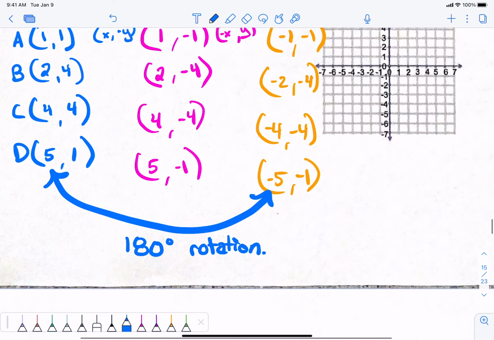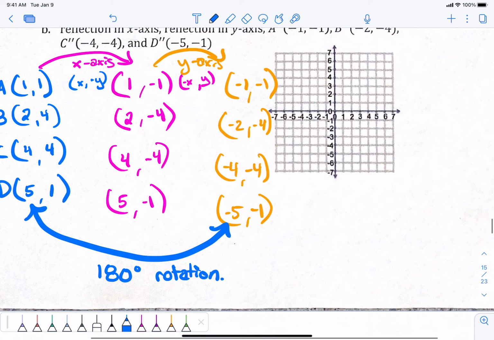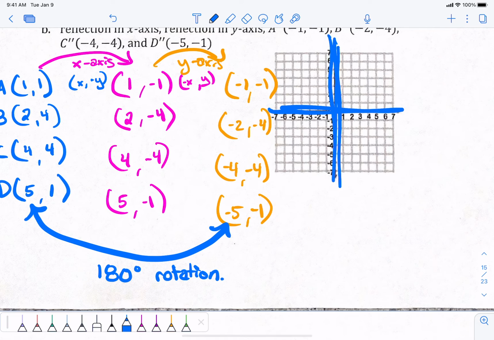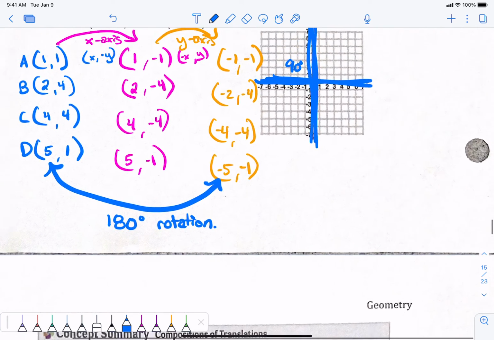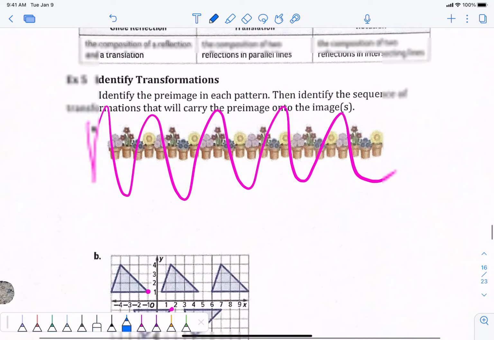Do you know why it's a 180-degree rotation? These lines are making what angle with each other? A 90-degree angle, right? 90-degree rotation, and if we double it, it is 180, right? Does that make sense? Okay, good? So just going from one to the other, we could just do a 180-degree rotation.